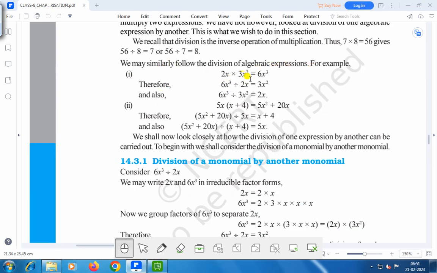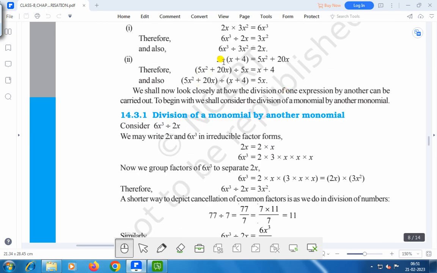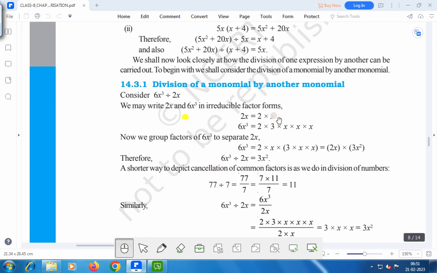For example, 2x into 3x² is equal to 6x³. Therefore, 6x³ divided by 2x is equal to 3x², or 6x³ divided by 3x² is equal to 2x. And also, 5x into (x plus 4) is 5x² plus 20x, so 5x² plus 20x divided by 5x is equal to x plus 4. Or you can write 5x² plus 20x divided by (x plus 4) is equal to 5x.